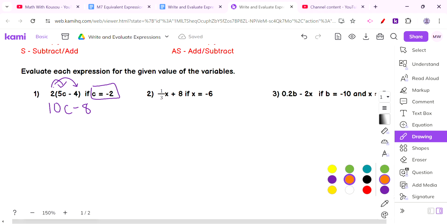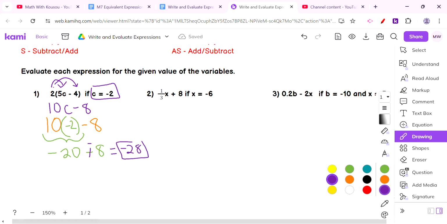When I plug that value in, I'm going to use parentheses so that I know that I plugged it in correctly. So I have here 10, that's c, I'm going to plug in parentheses, so times negative 2, and then minus 8. And now I can go ahead and solve. So 10 times negative 2 gets us negative 20 minus 8. We are going to do keep, change, change, or keep, switch, switch, and we get negative 28.